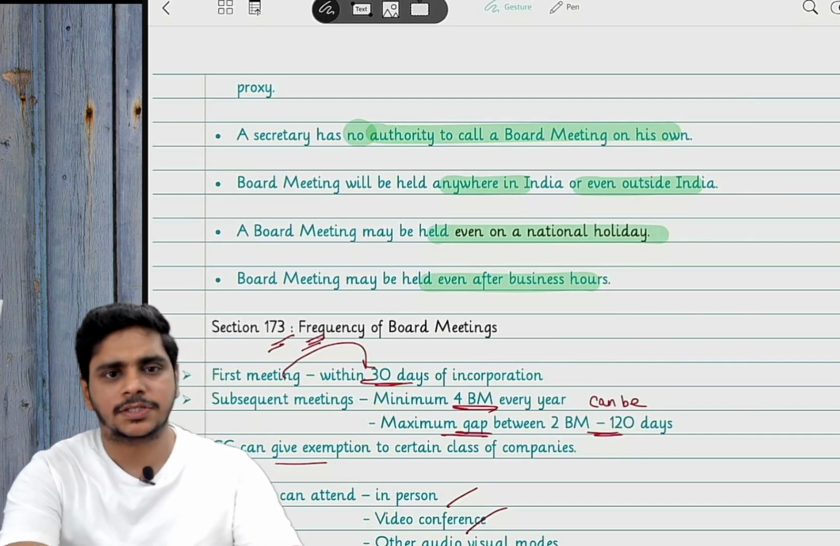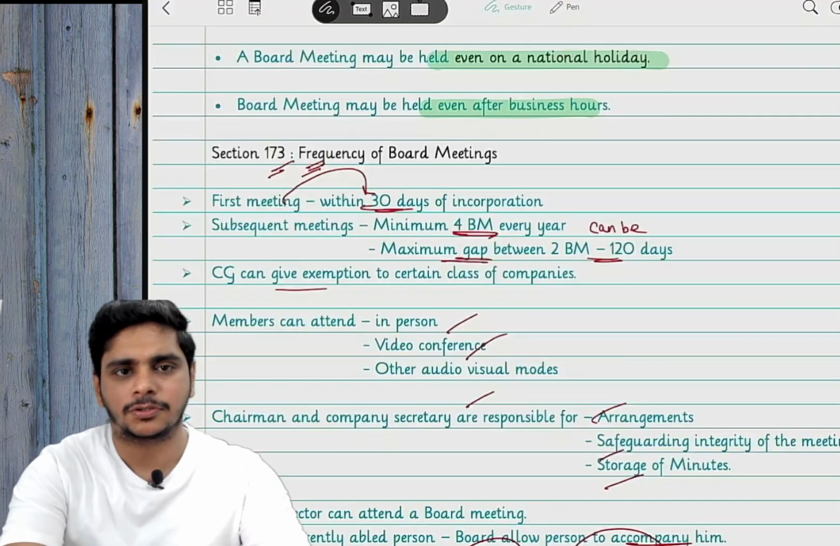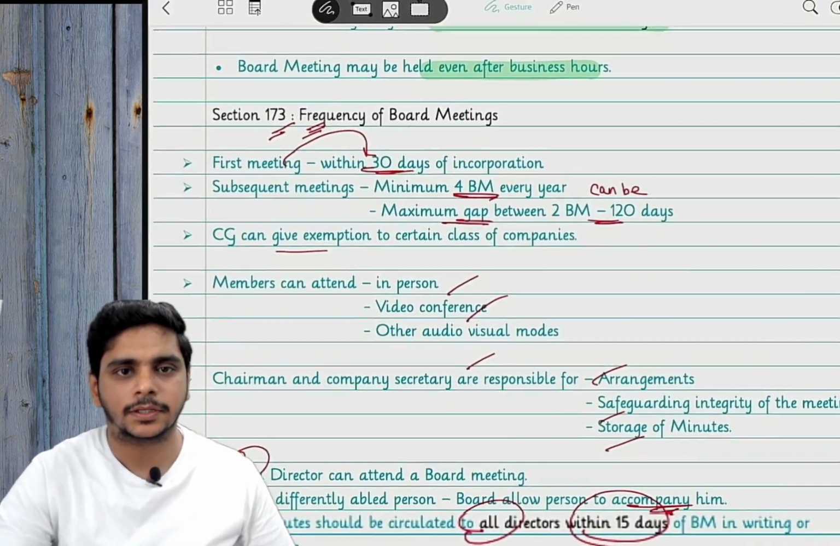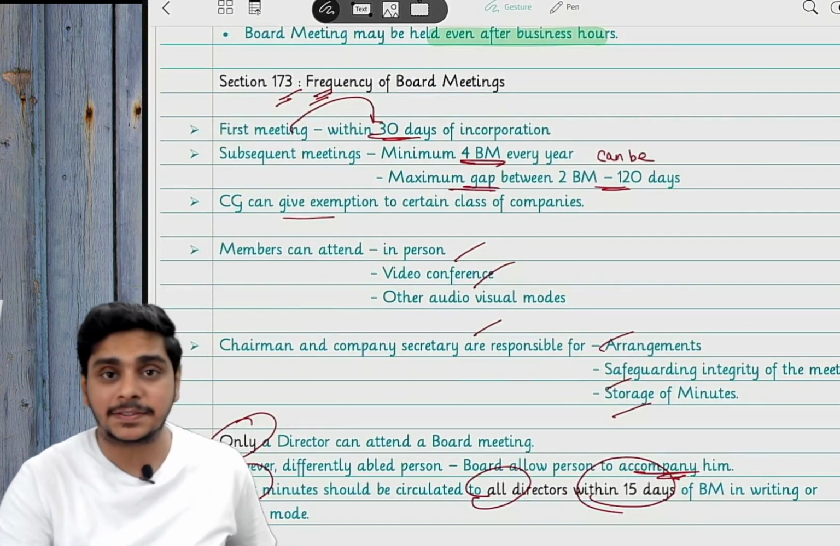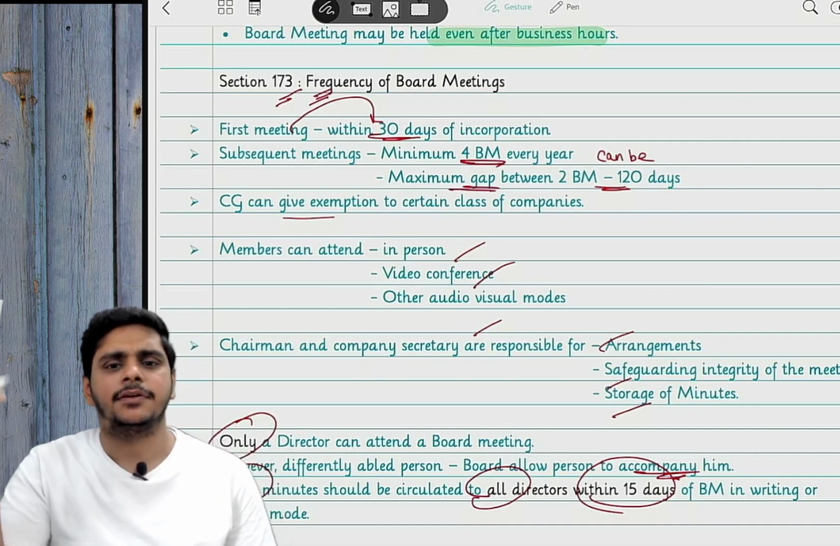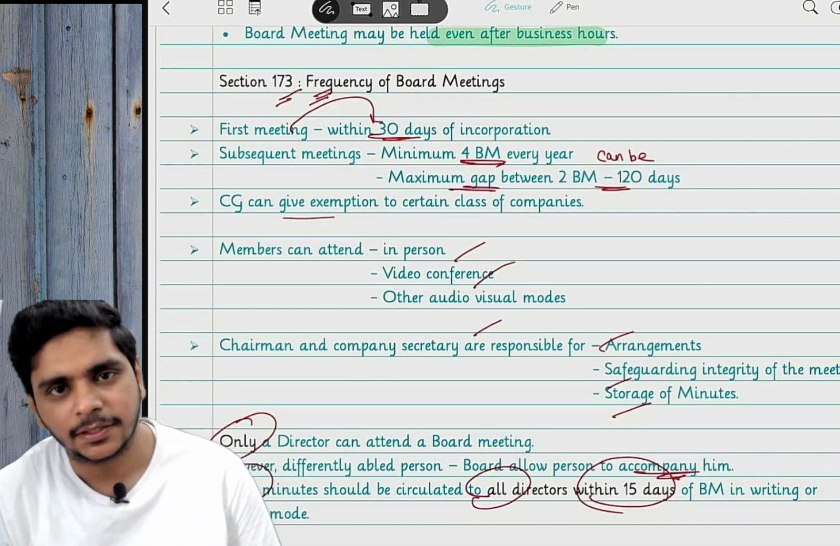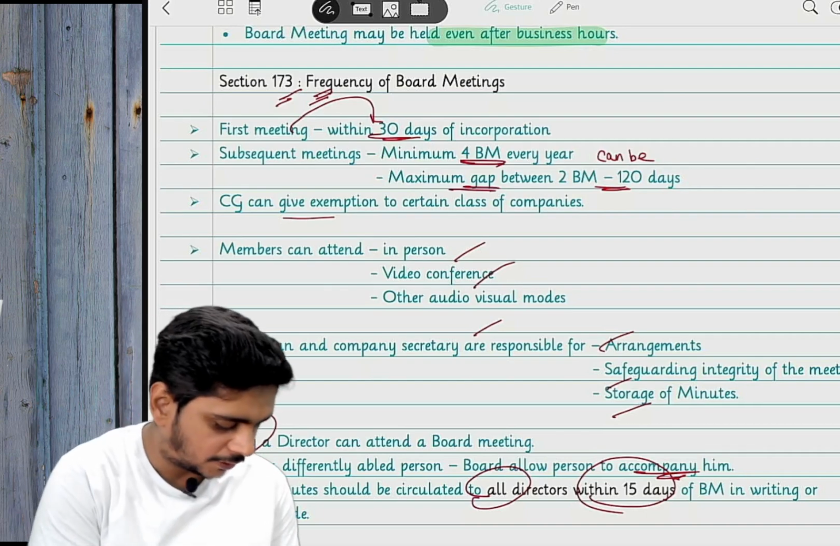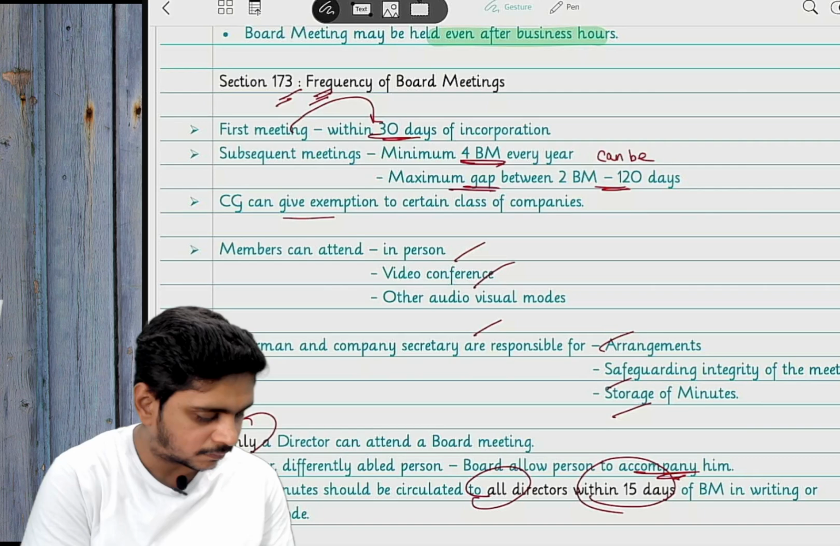So we have done one more section. It's section 174 that talks about your quorum. Now we move on to section 173. We call this 173 frequency. Frequency of the board meeting.